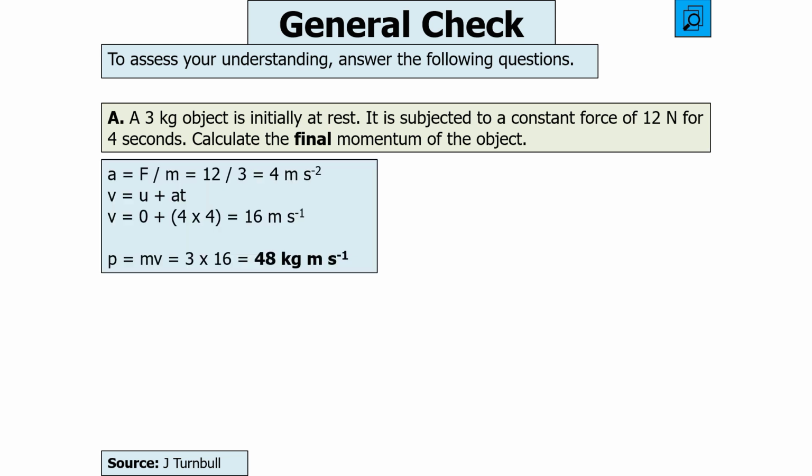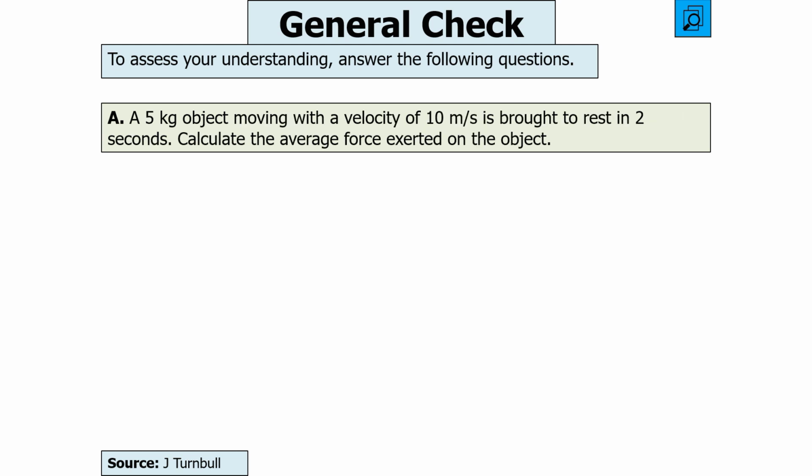Acceleration is force over mass, so it's 12 over 3, which is 4 meters per second squared. V equals U plus AT, so it's 0 plus 4 times 4, which is 16 meters per second. We can use an equation of motion as there's a constant force on the object. Momentum is mass times velocity, 3 times 16, which is 48 kg m/s.